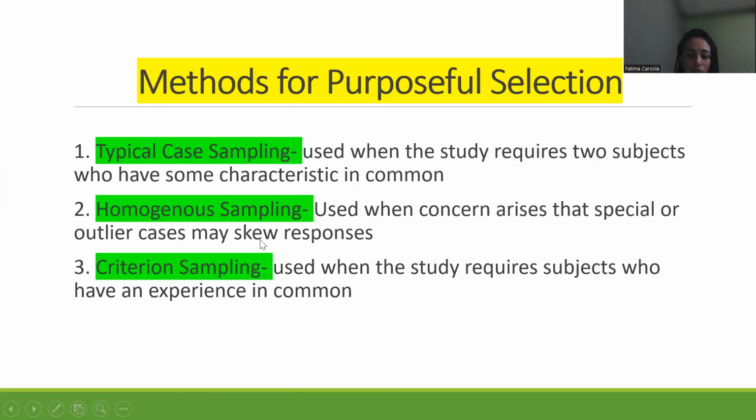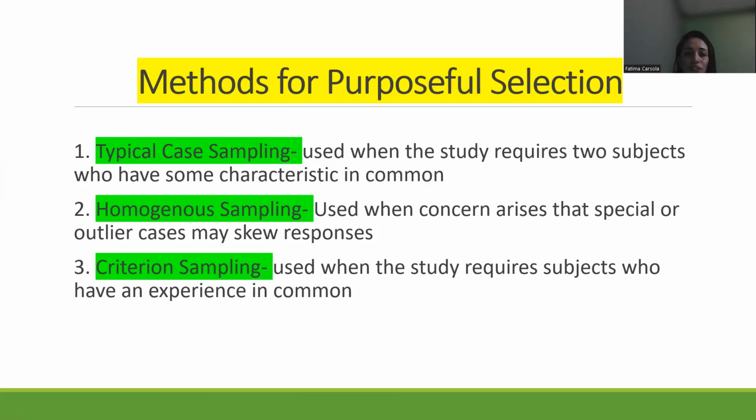Methods for purposeful sampling. So what are these? You have your typical case sampling. It is used when the study requires subjects who have some common characteristic. Number two, you have your homogeneous sampling. It is used when concern arises that special or outlier cases may skew responses. Take note that this is not usually used in qualitative research.